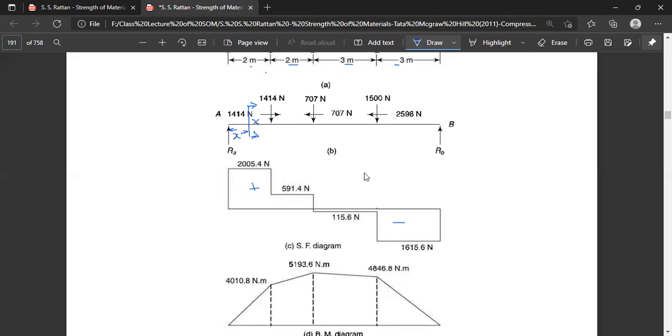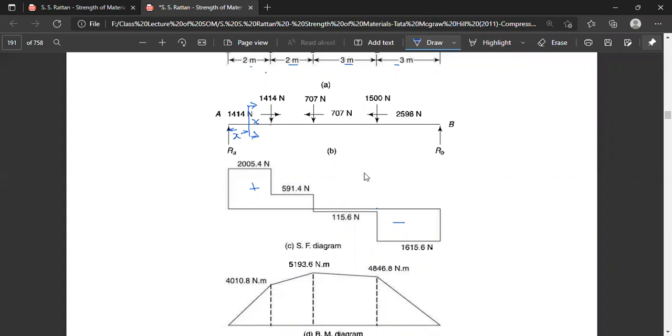So 2005.4 multiplied by X will be the bending moment here, and it will be equal to 0 at A, and at X equal to 2 it will be equal to 4010.8 Newton meter at the point C.